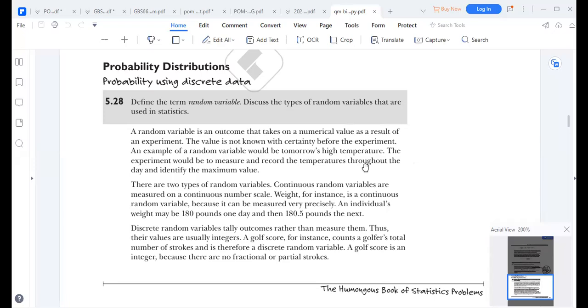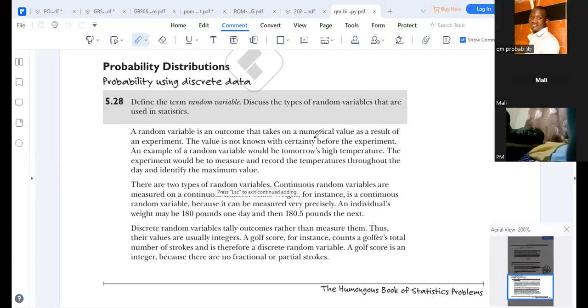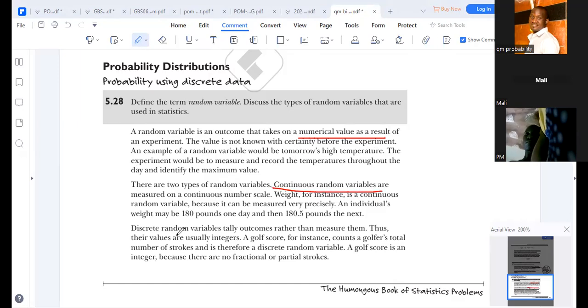I'll start with one of the easiest distributions, which we call the random variable. Now, when we're dealing with random variables, we're dealing with outcomes that take numerical values as a result of an experiment. So each time we're dealing with random variables, there are two types of random variables that you need to take note of. There's what we call the continuous random variable, and there's what we call the discrete random variable.